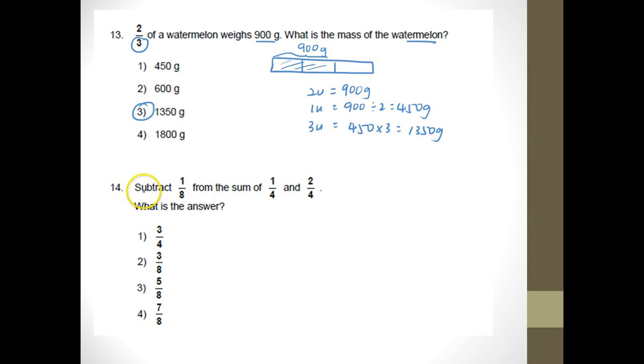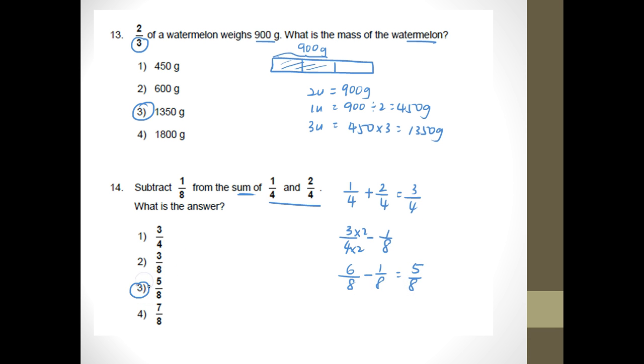Option number 3. Subtract 1/8 from the sum of 1/4 and 2/4. So I take 1/4 plus 2/4, which will give me 3/4. 3/4, I need to subtract 1/8. I must ensure that my denominator is the same. So I take 3/4 times 2, so 6/8 minus 1/8. Answer would be 5/8.